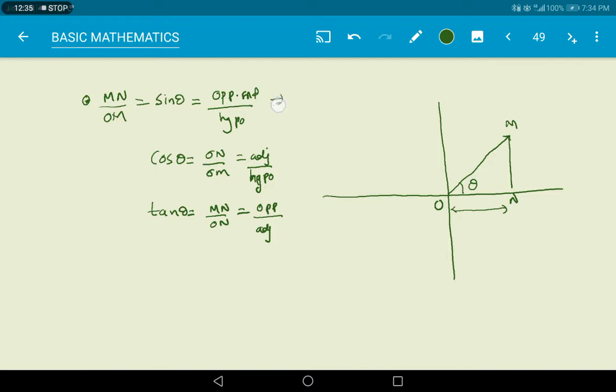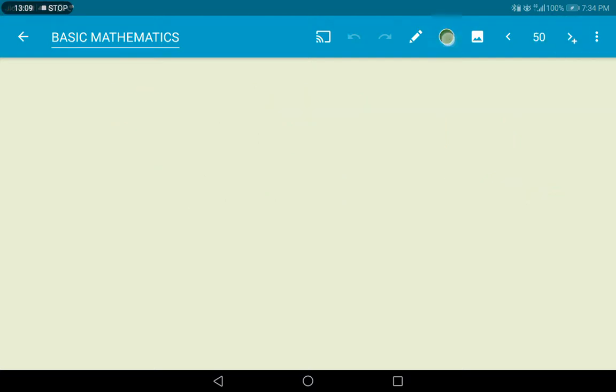Then the inverse ratios. So 1 by sine theta is cosecant theta, 1 by cos theta is secant theta, 1 by tan theta is cot theta. So these are the trigonometric ratios. Okay, let us see the sign of the trigonometric ratios in four quadrants.